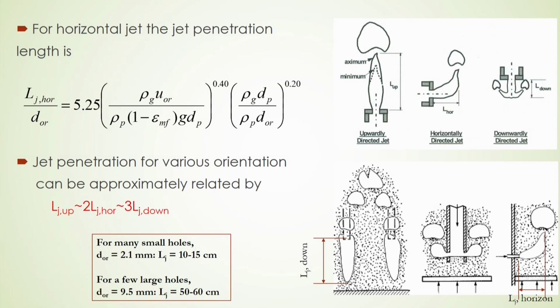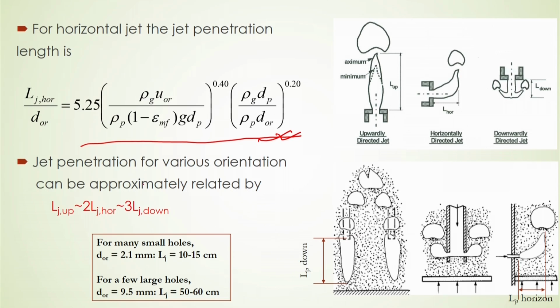For a horizontal jet, the jet penetration length can be calculated from this relationship. Here again this depends on the particle density, minimum fluidization velocity, and the orifice velocity. So, from this correlation you can calculate the penetration length if it is horizontally moving.